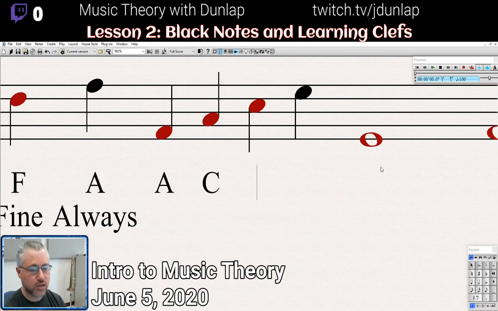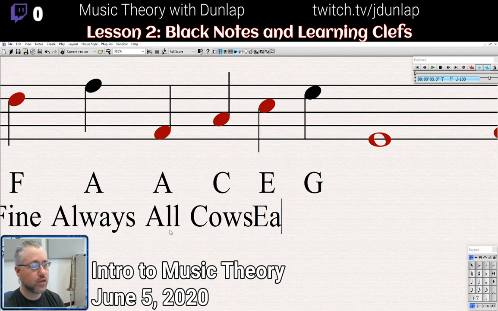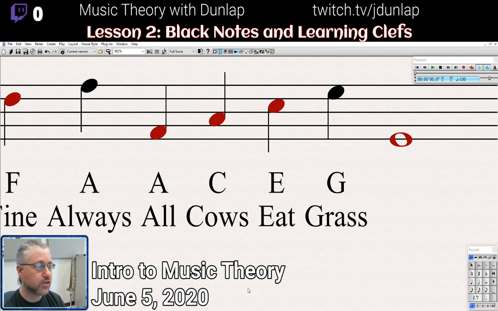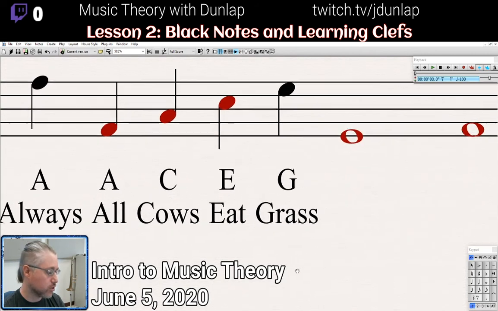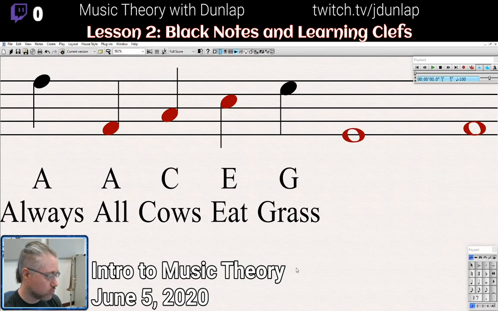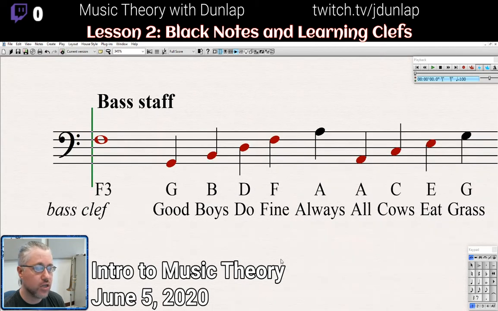A, C, E, G. All cows eat grass. I like to say all cars eat gas, but you never know what technology will do in the coming years, so it could end up incorrect at some point. Now that we've done that, I'm going to play this for you so you can hear the spatial relationships.